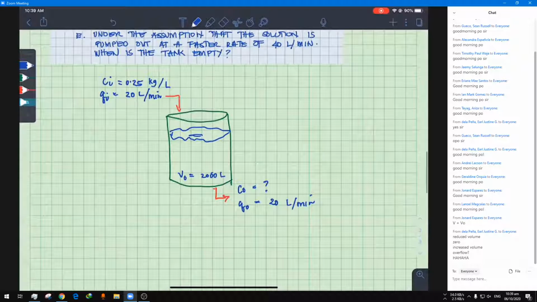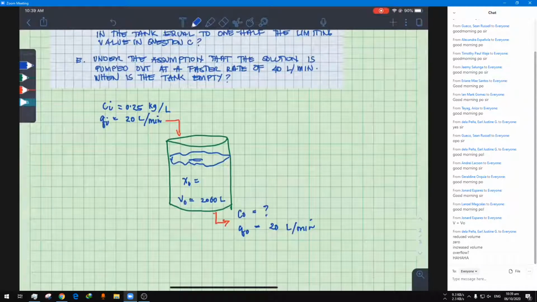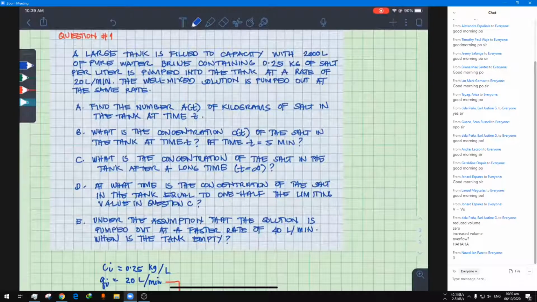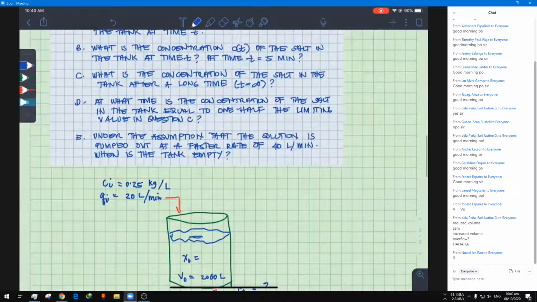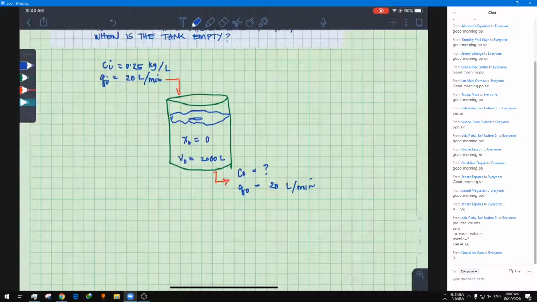And then, what is the initial amount of substance based on the problem? So 0, no? Since it is pure water, the initial amount of salt is 0. So this is how we are going to picture the problem. That would be our given.